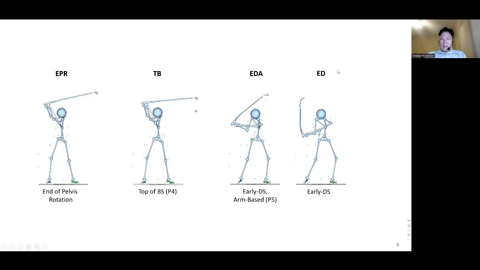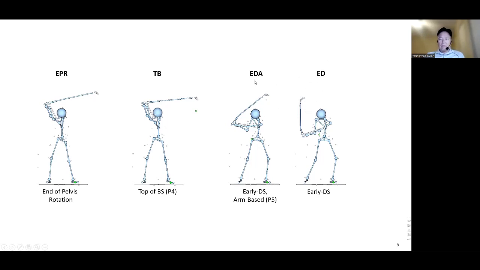And then EDA and ED, both are early downswing events. But again, when the lead arm is parallel to the ground, then it is called the early downswing arm-based. And then when the club is vertical, then it's just the early downswing.